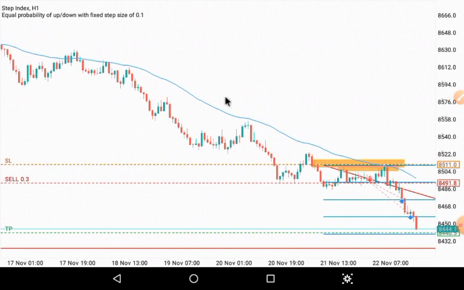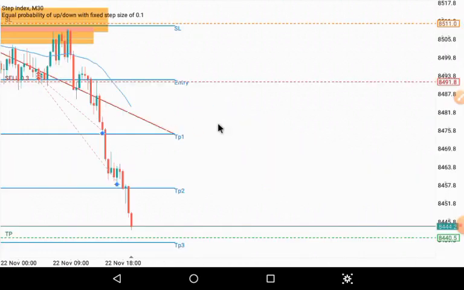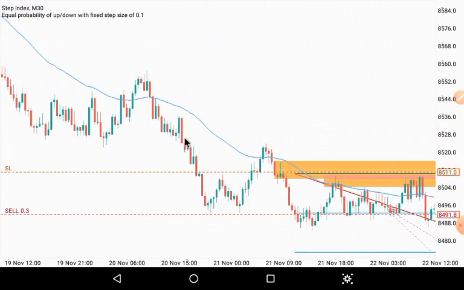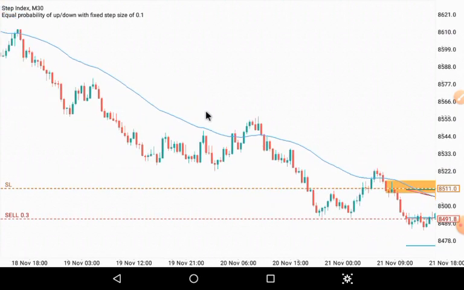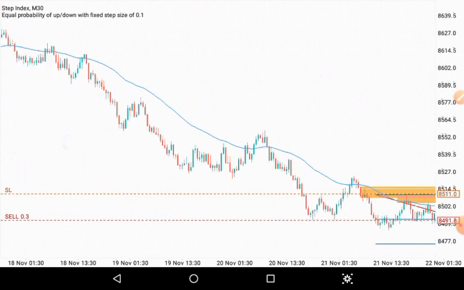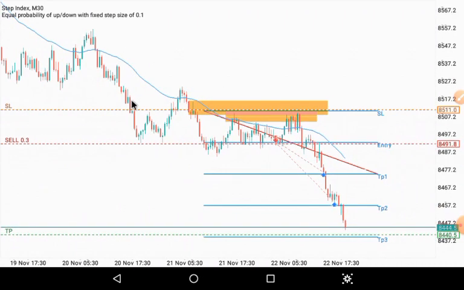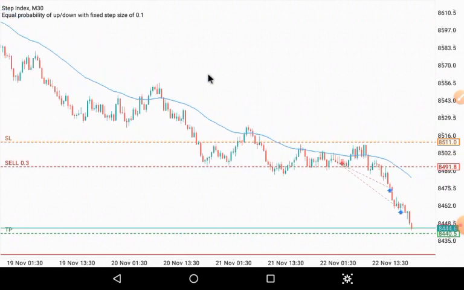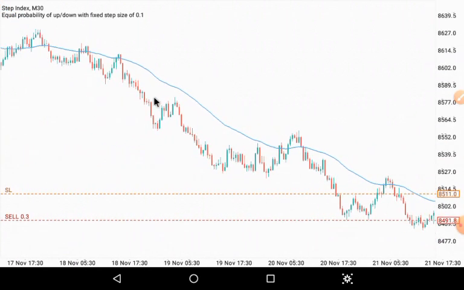Okay, so this is step index, and I'm going to show you exactly how I came about the setup, and I'll do my best to ensure that you understand the whole thing. Alright, so first of all, I'm going to delete everything on this chart. Okay, so this is a clean chart. Now I can go ahead and explain everything.